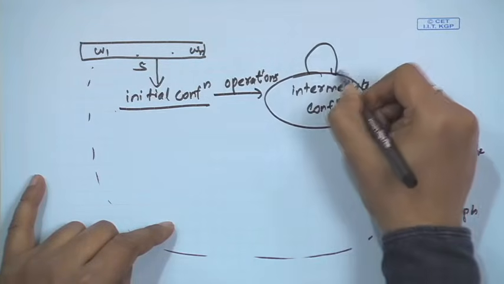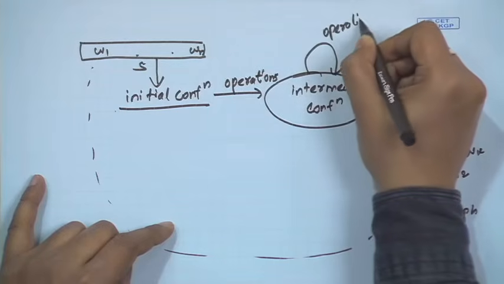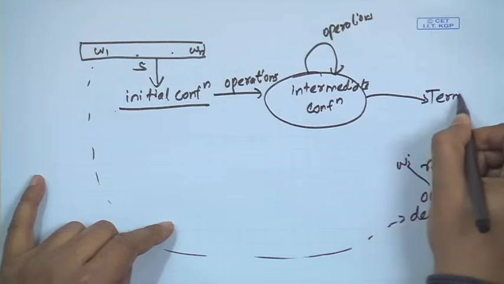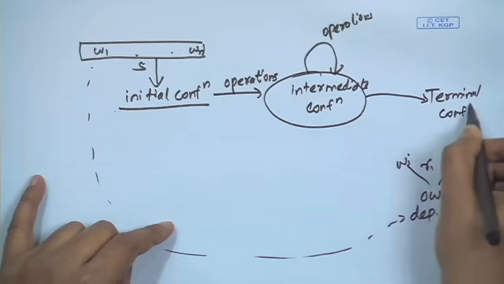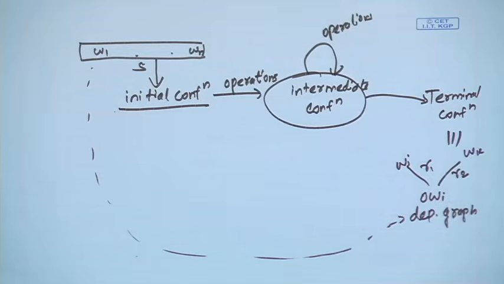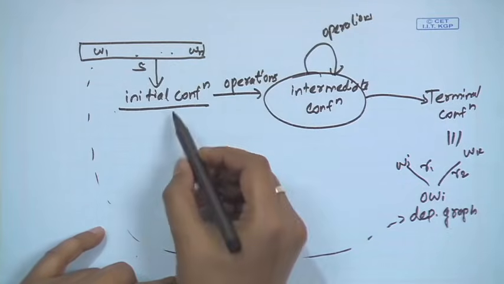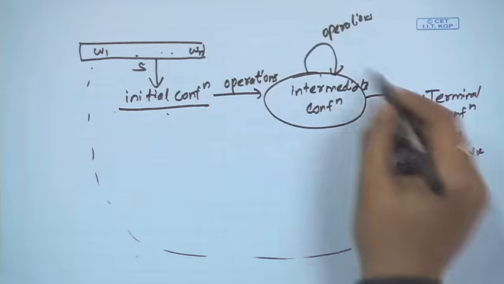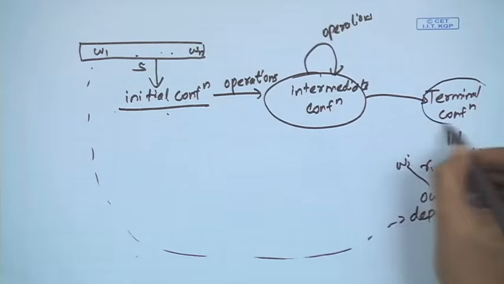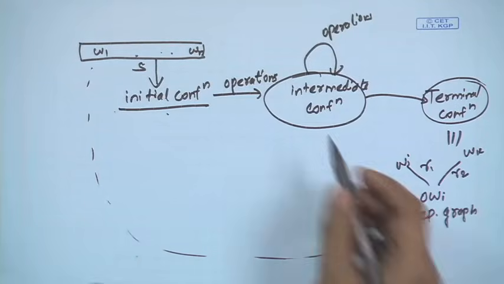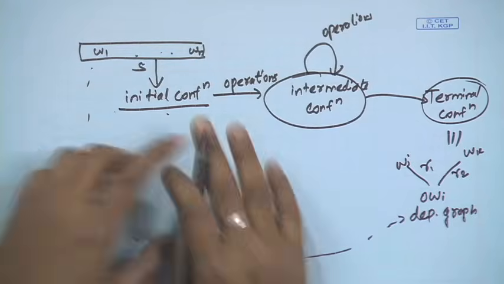And I should be able to keep on doing these operations until at some point I arrive at a terminal configuration. And the terminal configuration should be something that resembles a dependency graph. So, my whole task is now, starting from the input sentence, convert it to an initial configuration, apply some well defined operations and go through intermediate configurations until you finally reach a terminal configuration. That may be deterministic, may not be deterministic.